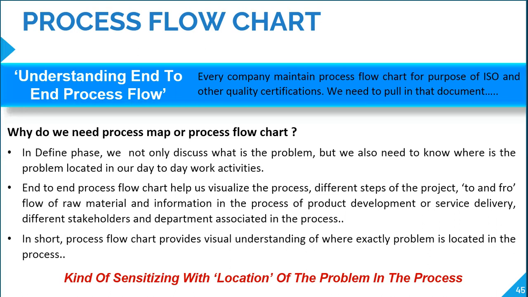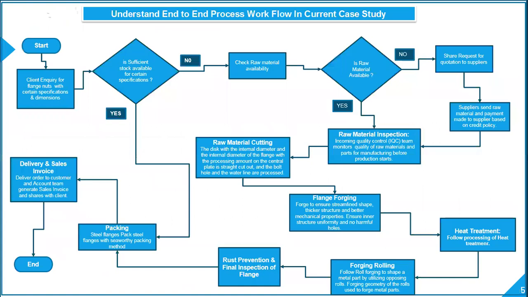So in short, the process flow chart provides a visual understanding of where exactly the given problem is located in the process. If we are able to find out what the problem is and where exactly it is located, it will be easier for us to fix that problem. That is the power of the process flowchart. It's kind of sensitizing us to the location of the problem in the process. So that's about the process flowchart. Let's quickly go over the example of our case, PT processing time non-compliance.